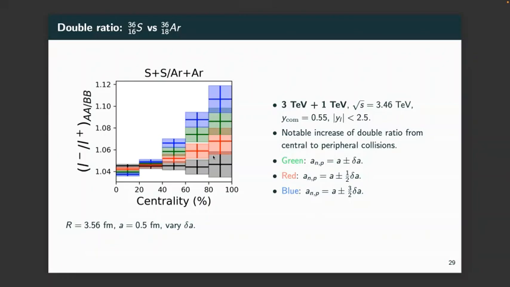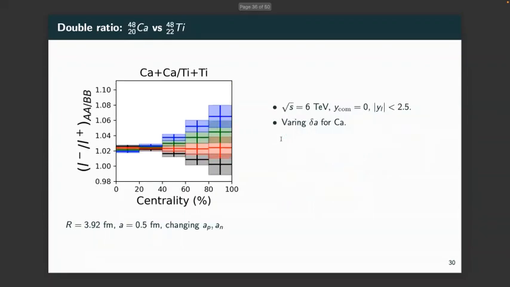So in this case, the black one is where there's no neutron skin. The green one is the reference value that we put in. And the red and blue ones are varying this reference value of neutron skin by plus or minus 50%. This is for Caulfield. Luminosity is slightly lower, so you have slightly larger error bars.